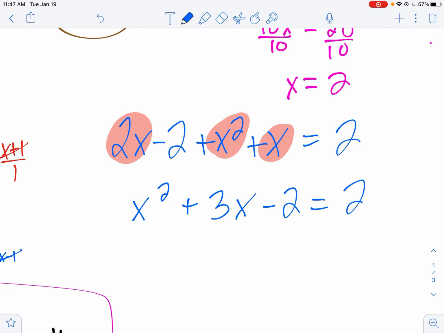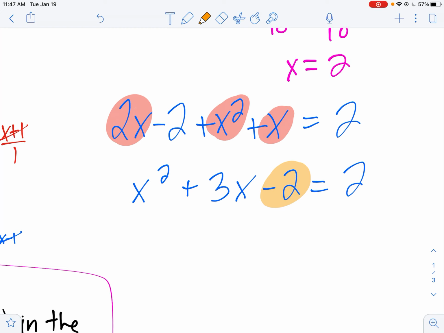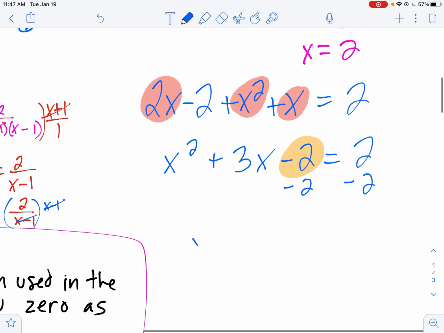Your first instinct might be, okay, I want to get x alone, so let's get rid of this negative 2 here. However, we got a quadratic here. Quadratics are a lot easier to solve if you can get the other side of the equation to equal 0. So I'm going to subtract 2 from each side. If you're curious, I believe I did do a video on that, so you can always go back and check it if you want.